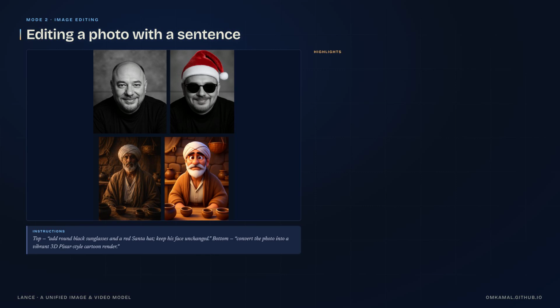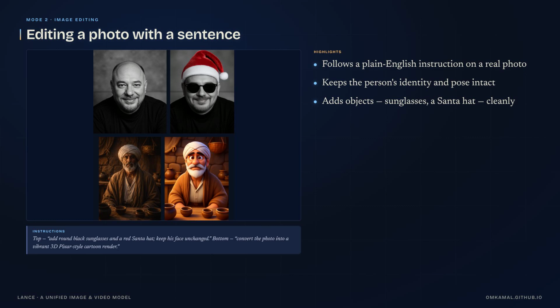Second mode, editing. Here I hand it a real photograph and just tell it, in plain English, what to change. On the top row it added round sunglasses and a Santa hat to my own portrait. And importantly, my face and pose stay the same. It only changed what I asked. On the bottom row, it took a friend's photo and restyled the entire image into a 3D Pixar-style cartoon while keeping him recognizable. This instruction-driven editing is where Lance is genuinely strong, and the benchmarks later will back that up.